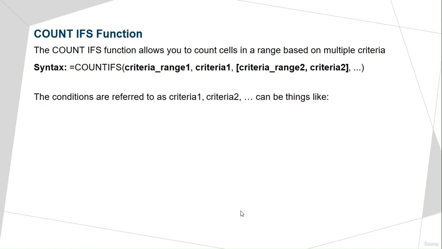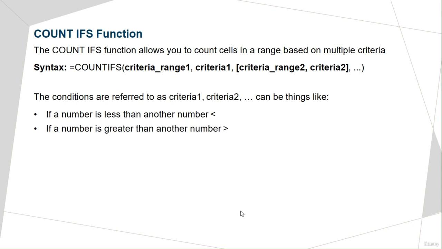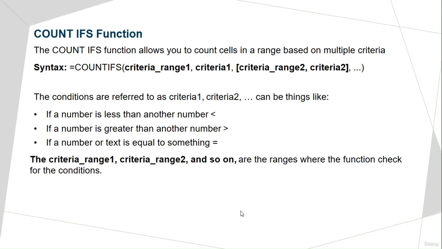The conditions are referred to as criteria. It can be criteria 1, 2, or more. And these criteria can be things like when a number is less than another number, or greater than another number, or the text is equal to something. The major difference between the COUNTIF and the COUNTIFS is the COUNTIF accepts only one condition, but the COUNTIFS accepts multiple conditions.